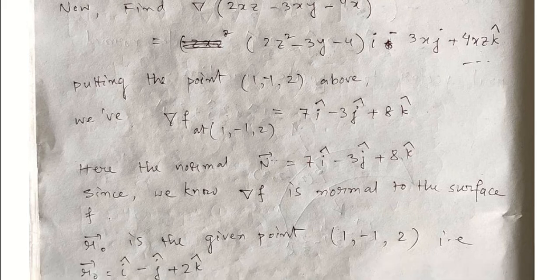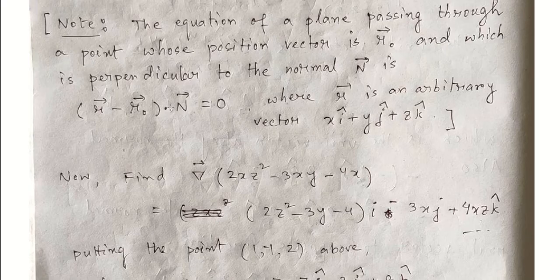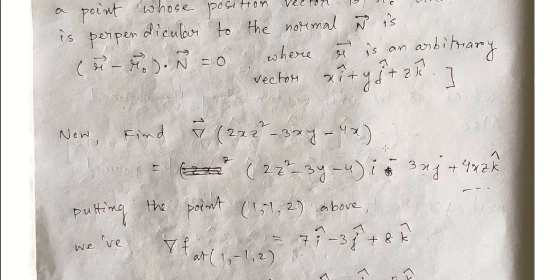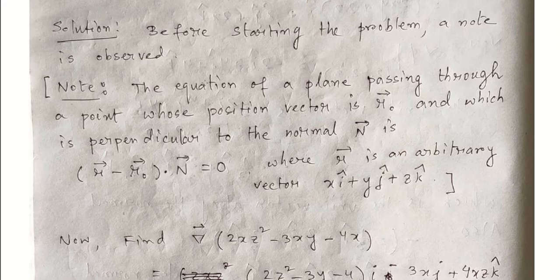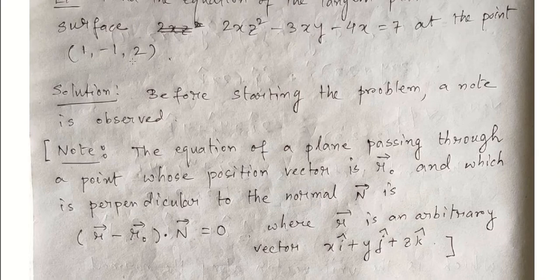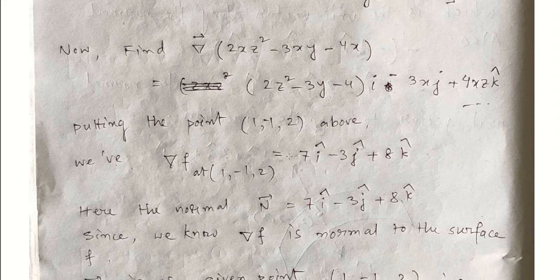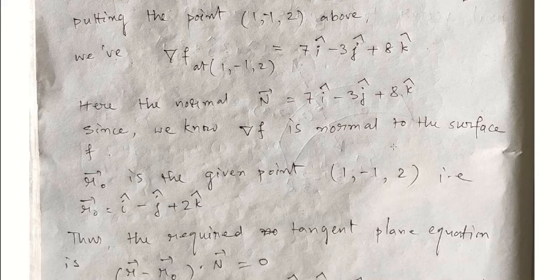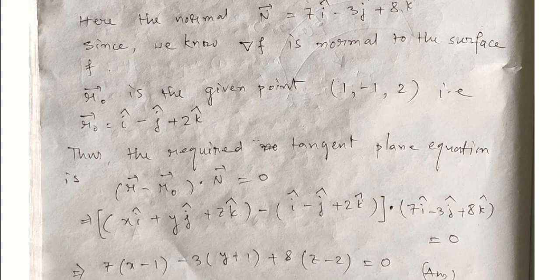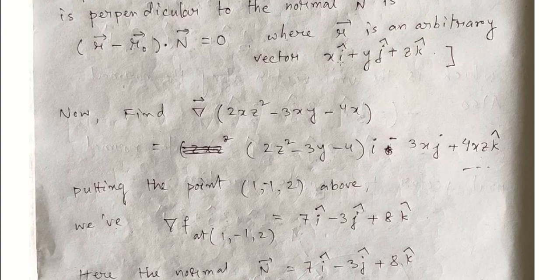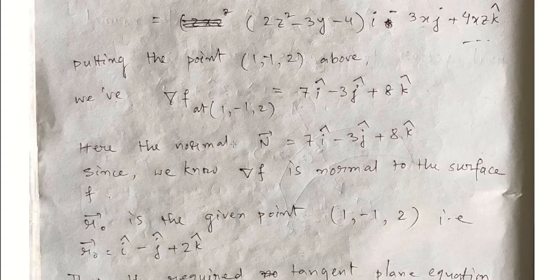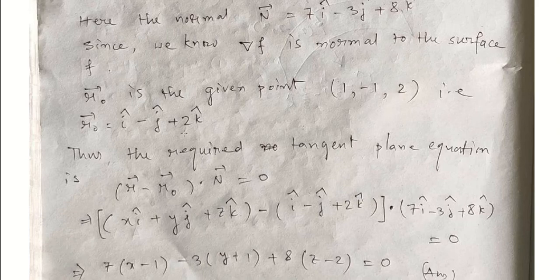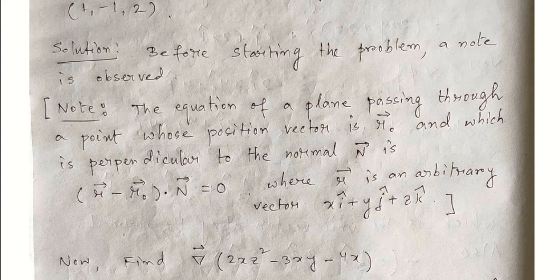So what is our normal vector n? To obtain n, first find the grad of this scalar surface or scalar field. This is the grad. Put the given point (1, −1, 2) into this grad, and this gives you the normal vector n. Now we already know r is this arbitrary vector xi + yj + zk, and r0 is i − j + 2k, that is, the given point.